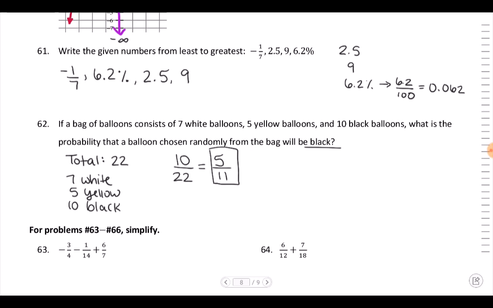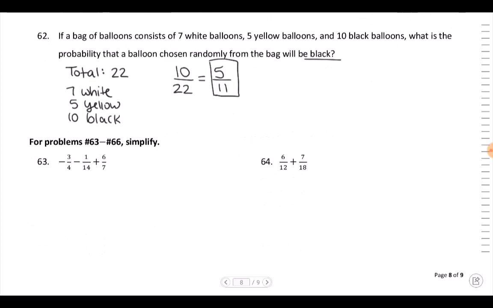Okay. Numbers 63 through 66 say to simplify. So we've got fractions here. Okay, so in order to add fractions or subtract them for that matter, you have to have a common denominator. I know that that's your favorite phrase, the LCD, the least common denominator. So how are we going to figure that out?